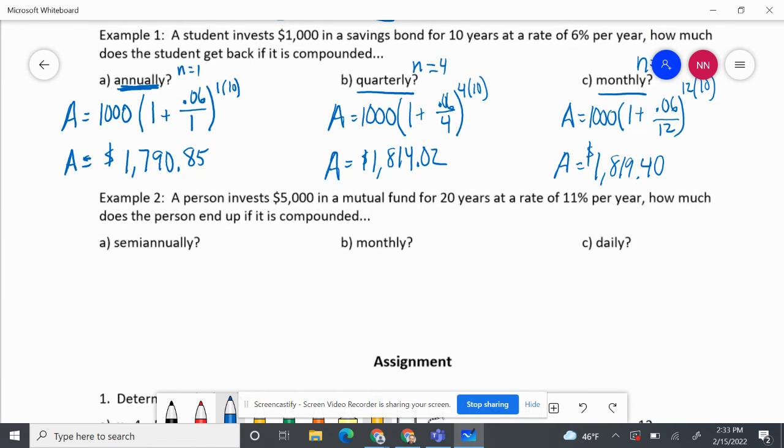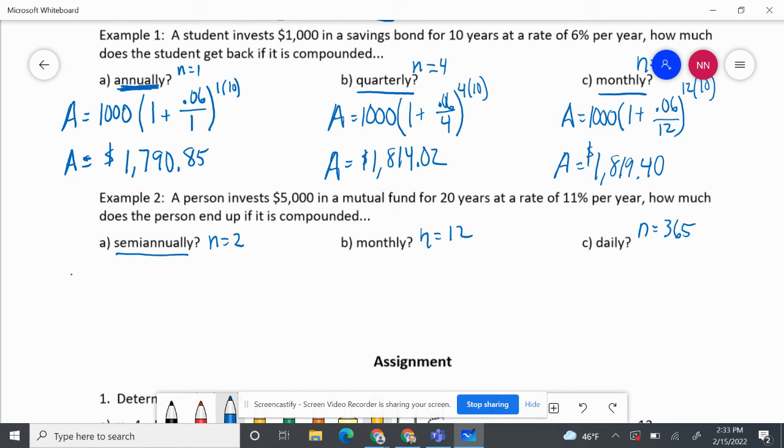Okay, this time a person invests $5,000 in a mutual fund for 20 years at a rate of 11% per year. How much does the person end up with if it's compounded semi-annually, meaning twice per year? Monthly, we talked about that. That would be 12 times per year. And daily, we're going to say 365.